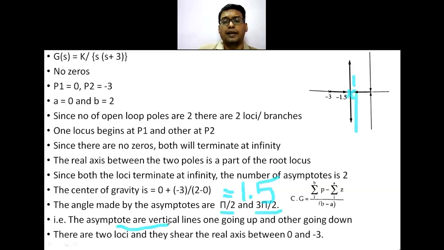There are two loci and they share the real axis between 0 and -3. There are two poles, one at 0 and another at -3. So the real axis will become my part for both of them.